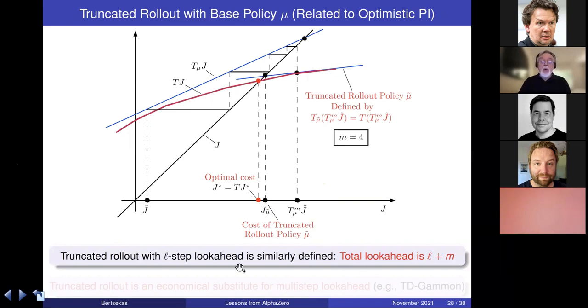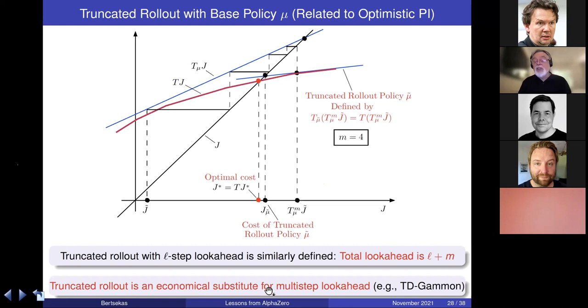Now you can have a combination of L-step lookahead minimization and M-step truncated rollout, and the total lookahead is L plus M. An interesting fact is that it is the sum that's important, not so much the individual values of L and M. Now, rollout with a policy is much cheaper than lookahead minimization. So truncated rollout can be viewed as an economical substitute for multi-step lookahead. This was the motivation of Tesauro when he introduced truncated rollout in the context of backgammon. Also, people use this rationale in MPC, rollout with some base stable policy to enhance the starting point for the Newton step.